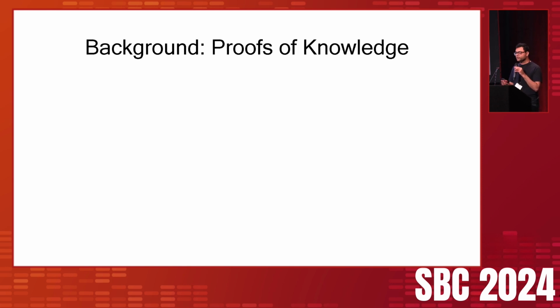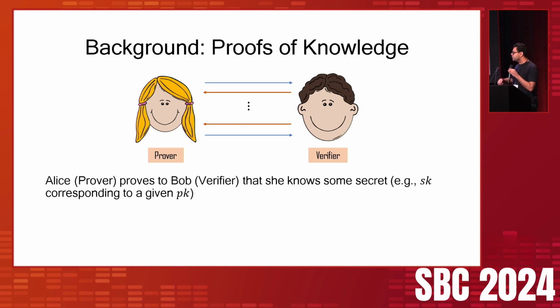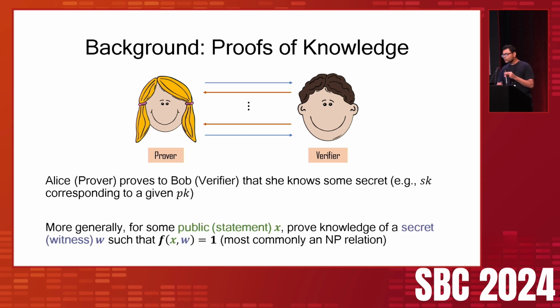So first, some background on proofs of knowledge. You can think about proofs of knowledge as an interactive protocol between a prover and a verifier, where the prover wants to convince the verifier that she knows some secret. For example, the secret key corresponding to a public key that's known by both parties. More generally, you can think about this as some public statement x, and you want to prove that Alice, the prover, knows some secret witness w, such that f(x, w) = 1. Most commonly, this is an NP relation. But for all intents and purposes, you can also think about this as just a secret key corresponding to a public key, to build intuition.